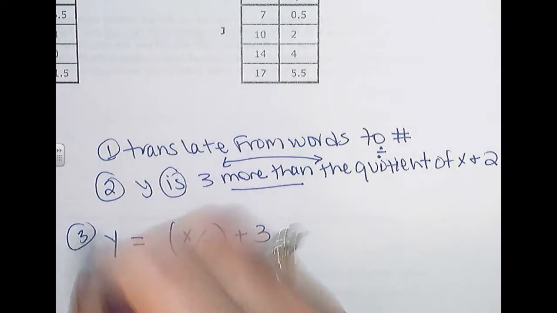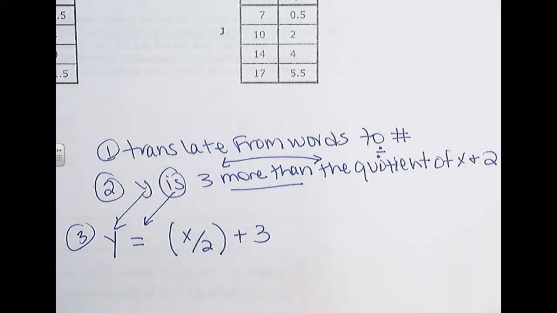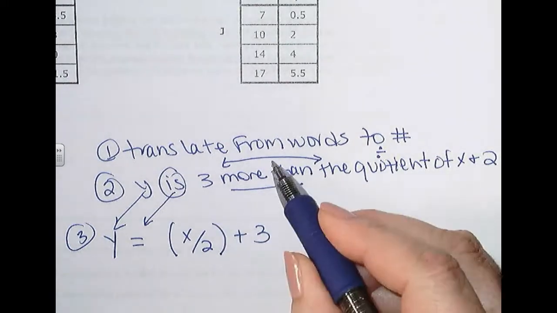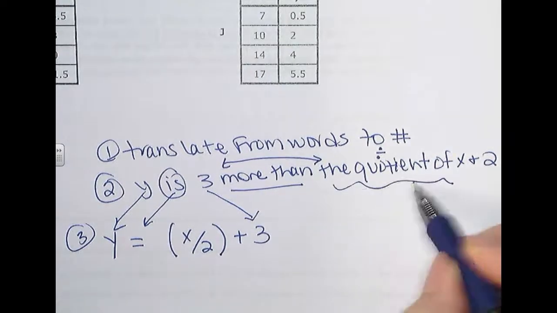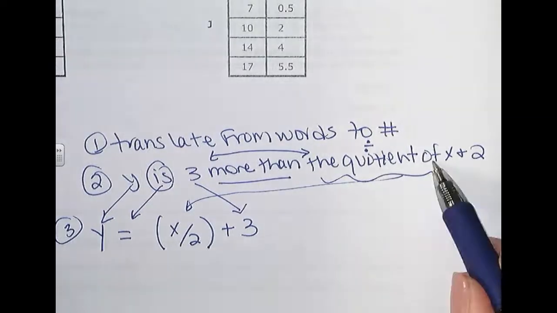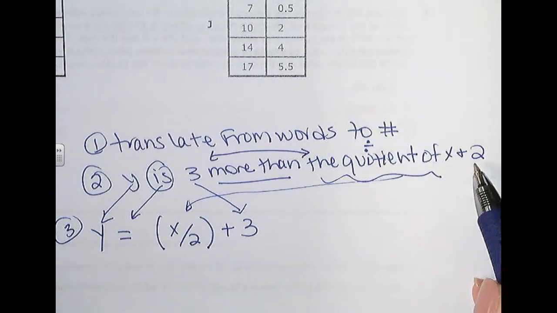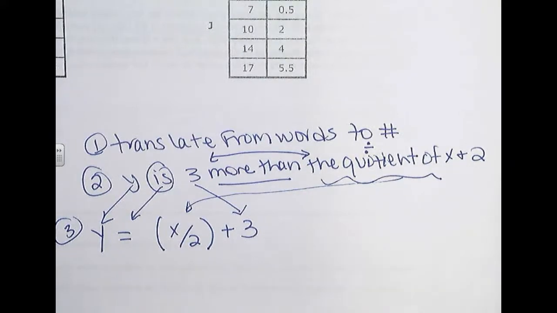And this would be my number 3. Y goes here. Is the word equals, because 2 plus 2 is 4. More than means flip the order, so the 3 goes in the back and all of this goes to the front. Quotient means divide. That's the numerator, that's the denominator. And if I want to divide first, you have to put parentheses. So PEMDAS is correctly solved.